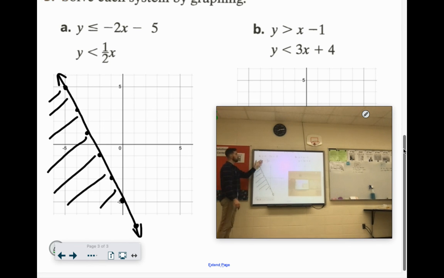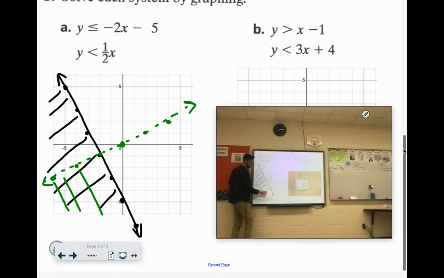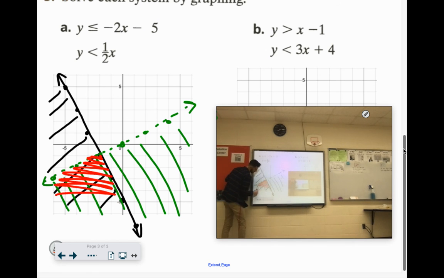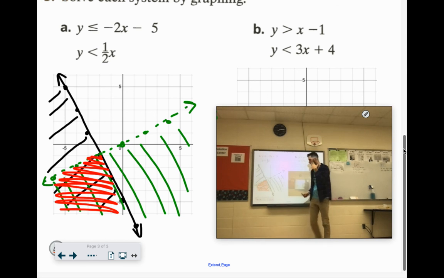Now we're going to graph the second one. 1/2 x has a y-intercept of 0 and a slope of 1/2, so up 1 over 2 or down 1 left 2. We got a dashed line on this one because it's just less than, and when it's less than, you shade below. So again, we're looking for where are they shaded, which would be this bottom middle section. So these are all solutions to both inequalities. So try out B, pause it, check back in, and see if we get the same stuff.